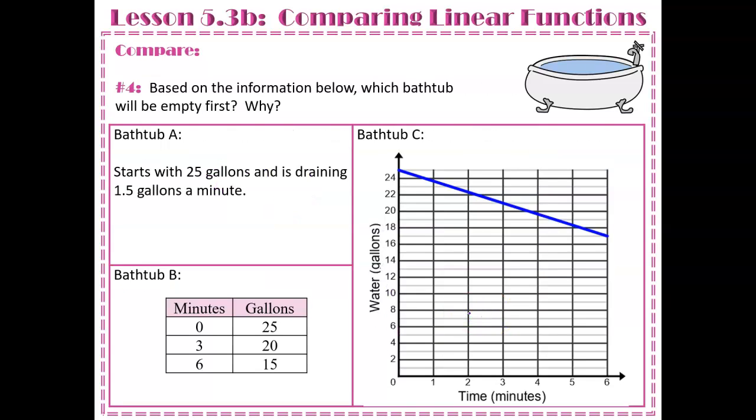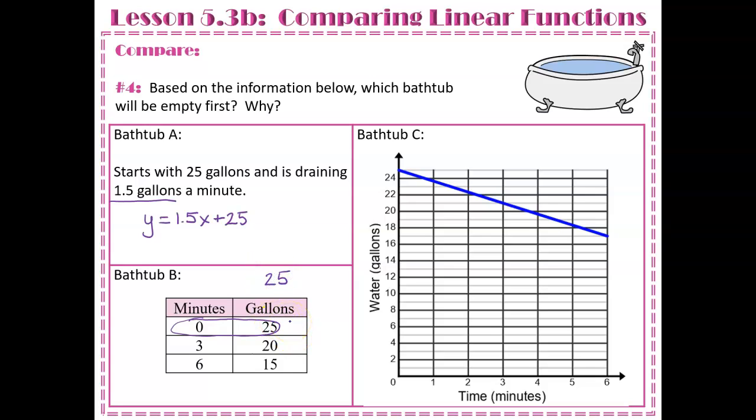Number 4. Based on the information below, which bathtub will be empty first? So again, we have to look at all of these and find the rate for all of them. Bathtub A starts with 25 gallons and is draining at a rate of 1.5 gallons per minute. So this is the equation. Here's the rate, that's our M, and it starts with 25. If you look here, where X is 0, this one also starts at 25.